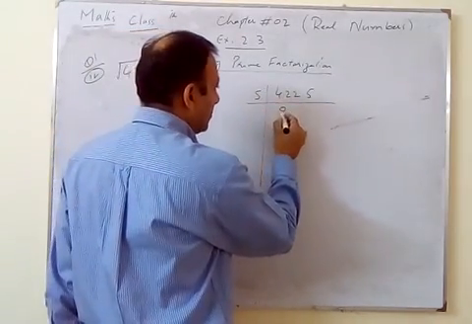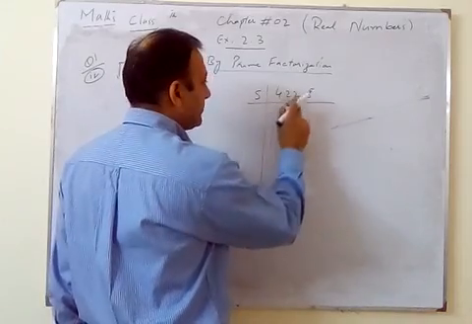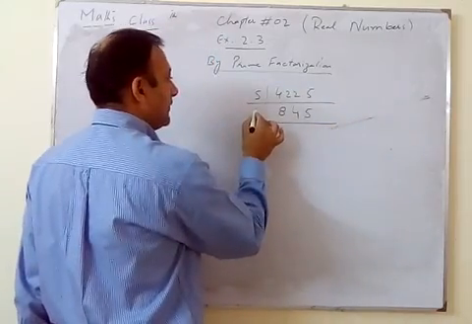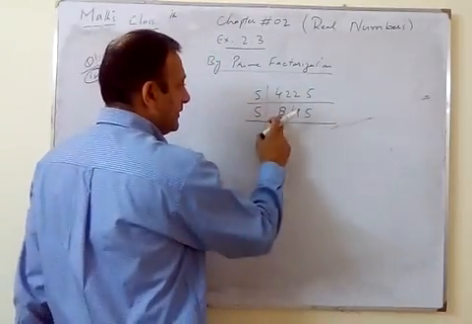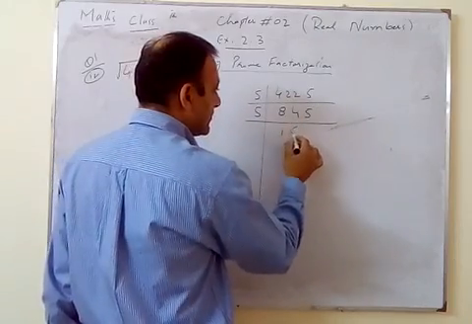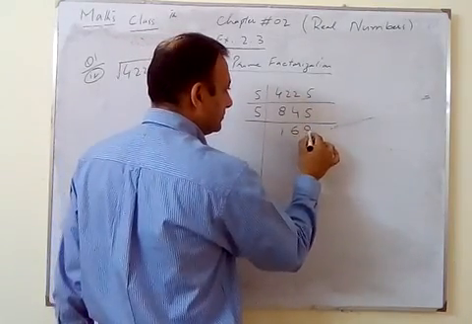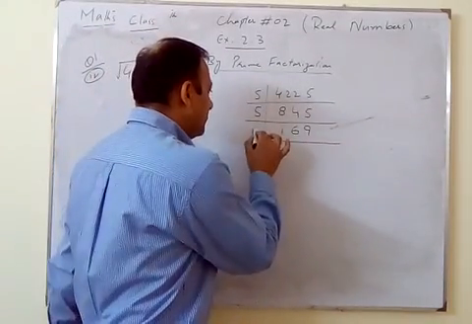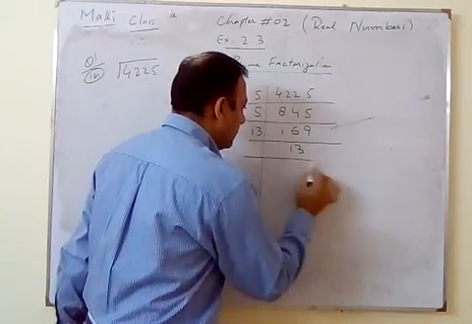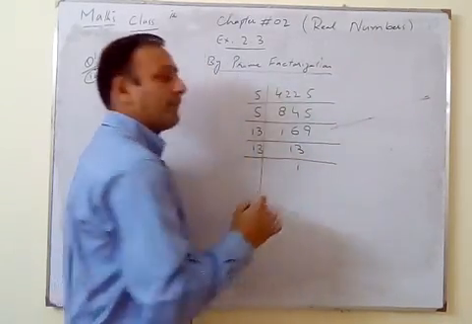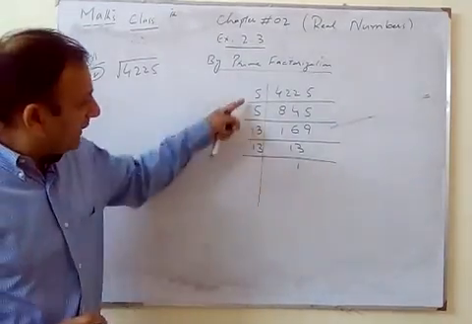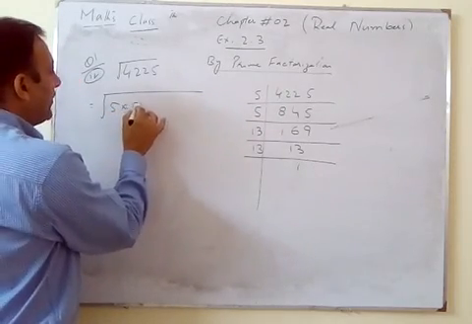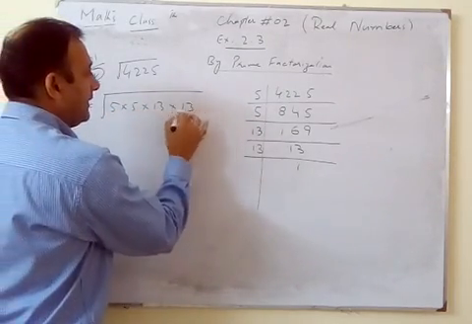So 5 8s are 40, 2 carry 2; 2, 4, 5. By 5, 5 ones are 5, 3 carry 3; 4, 6 are 40, 4 carry. Now, by which number we can divide here? By 13. 13 13s are 169. So here 5 multiplied by 5 multiplied by 13 multiplied by 13.